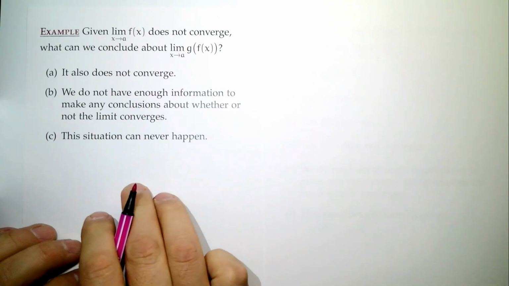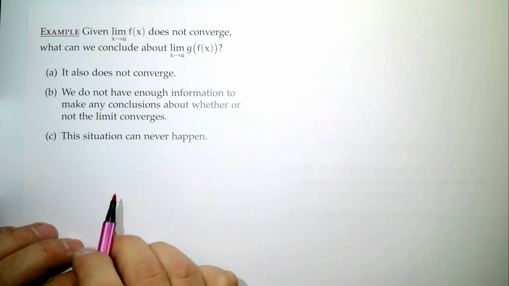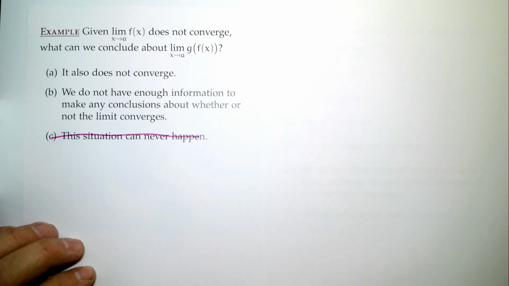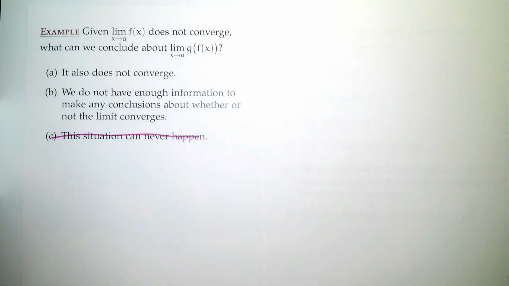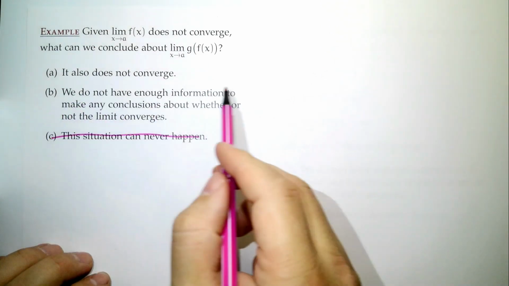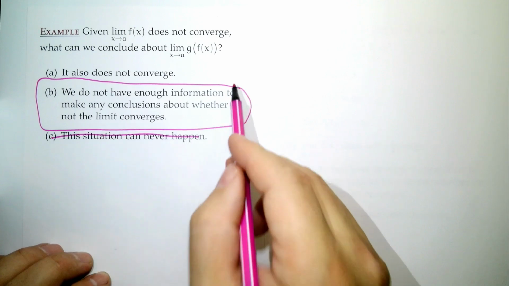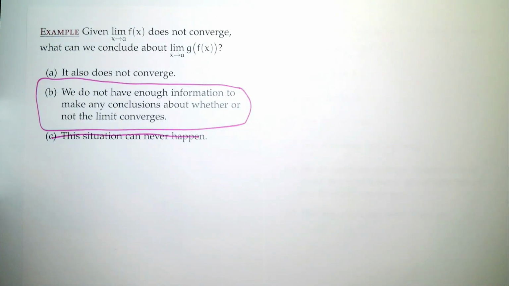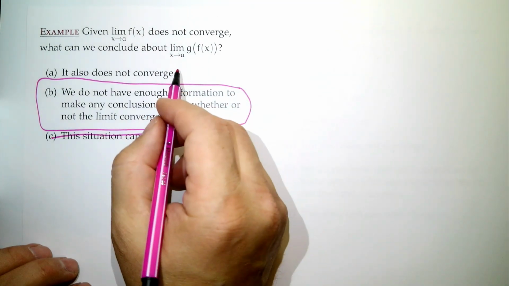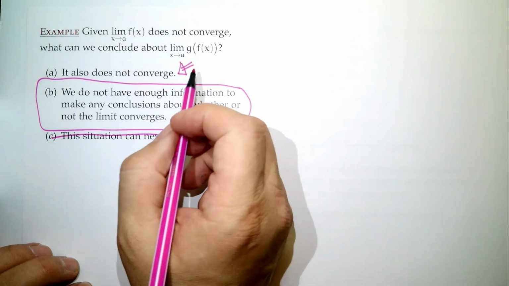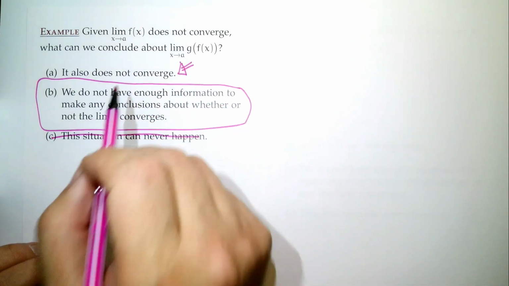Here we go. First off, it can happen, so it's not C. All right, so you've got a 50-50 shot now. A or B? What do you think? B? B is the right answer. Now, you might say, wait a second, how is it not A? Well, see, the problem is that it might converge.